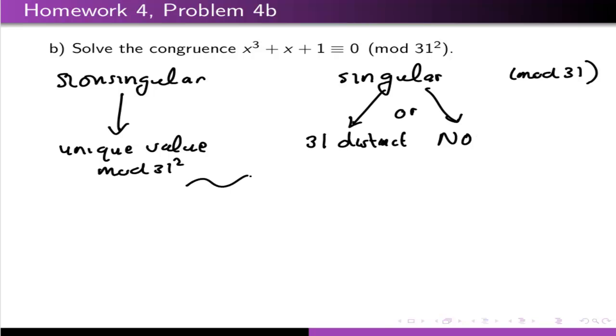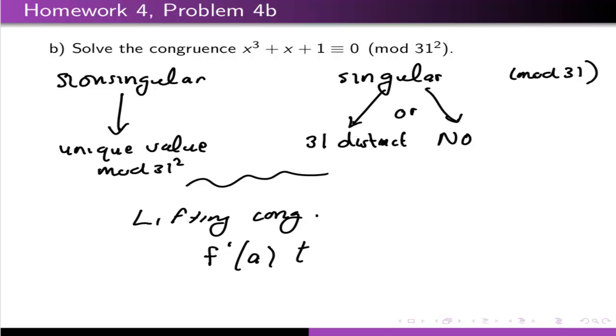And in both cases, you just use the lifting congruence. So the lifting congruence says you take the derivative of f, evaluated at the zero, whatever these two points you found in part A, times t should be congruent to minus f of a over p mod p. You're looking at this linear congruence, and we're just calculating to see if we have any solutions here.